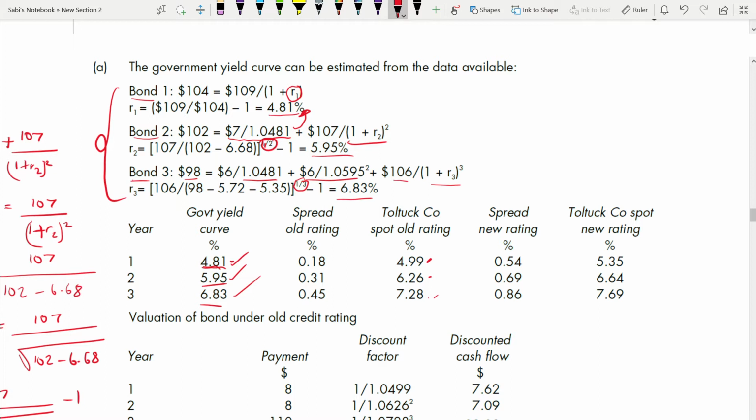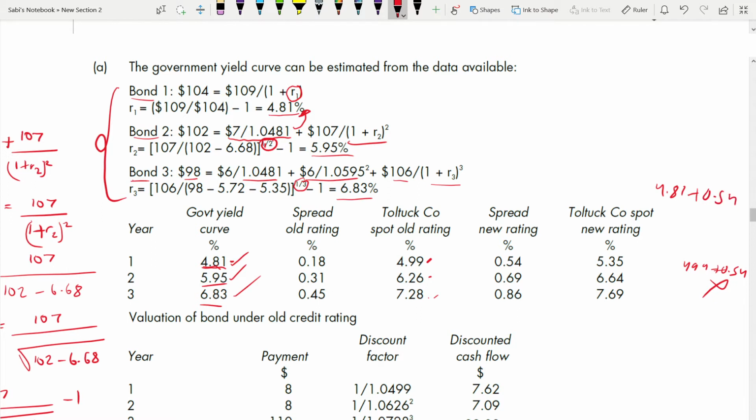Hold on. The mistake you all make is this: you start adding like this. Let me show you here. 4.99 plus 0.54. It's wrong. You are not adding it after you added the old rating. You are adding this 0.54, the new rating, with this 4.81. So it will be 4.81 plus 0.54.